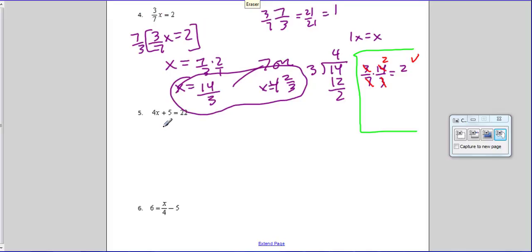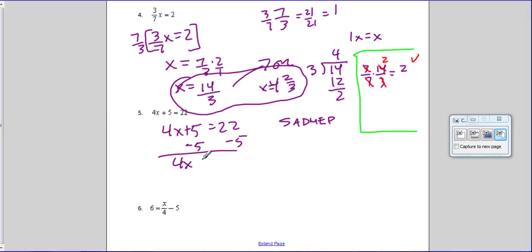In number 5, I have 4x plus 5 equals 22. This is now a two-step equation. I need to isolate x, but first I undo the addition or subtraction using my SAD map. So undo addition and subtraction before division or multiplication. So I'm going to subtract 5 from both sides.